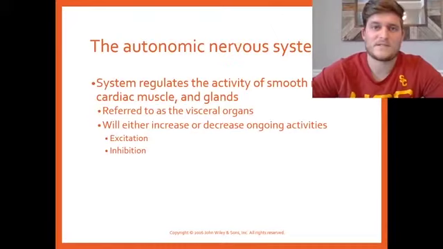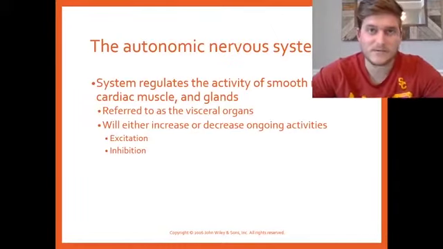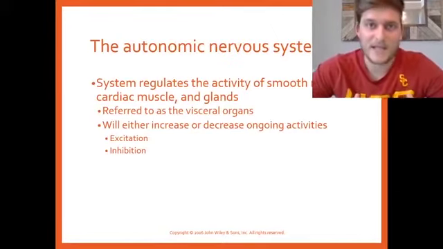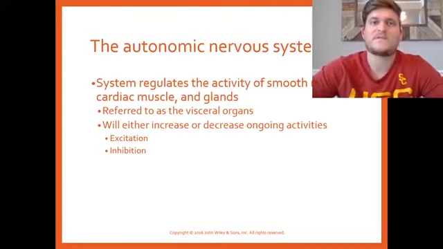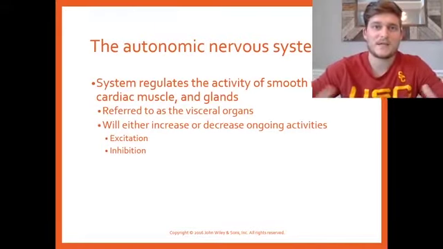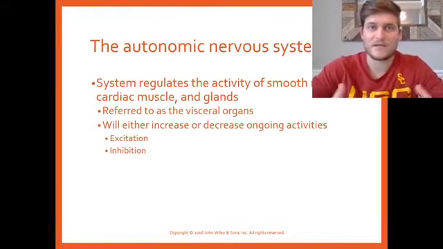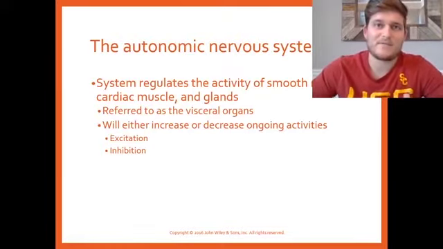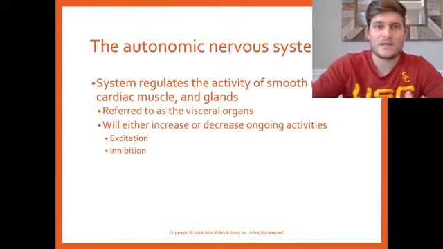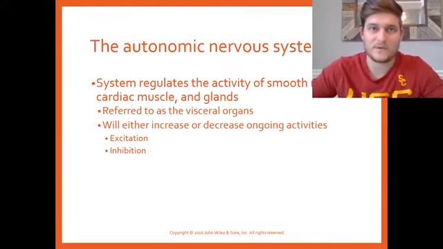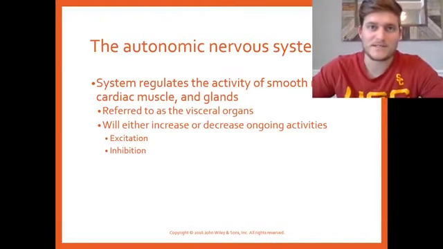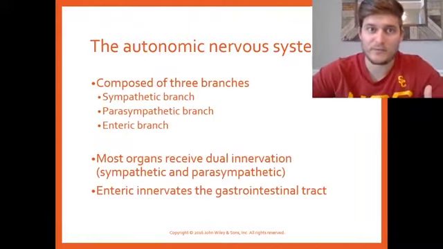The autonomic nervous system is going to regulate the activity of smooth muscle, cardiac muscle, and the glands within our body. And so all of these visceral organs within our body are going to receive both excitatory messages and inhibitory messages. And depending on the environment and what we're doing and what's going on, the autonomic nervous system will either excite certain cells and have them increase their activity, or it can inhibit certain cells in certain organs and have them decrease their activity.